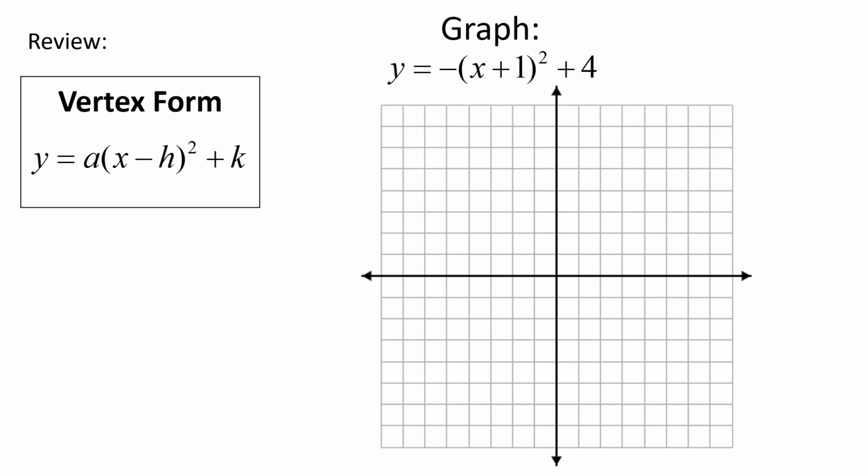Let's plot the vertex. The vertex we said was negative 1, positive 4. So you put a dot there. And then your a value is negative 1. So you're going to go over 1, down 1. You're going to go over 2, down 4. Or over 3, down 9. And then you're just going to reflect those points on the other side. So I'm going to go in the other direction, over 1, down 1, and so on and so forth. And I'm going to connect these with a nice smooth curve. So that's how you graph when you are in vertex form.